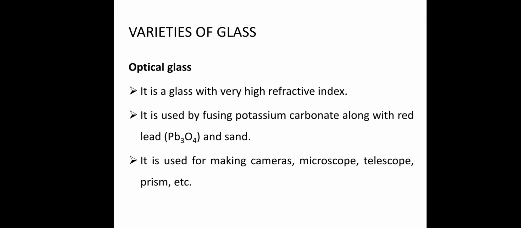Optical glass. It is a glass with very high refractive index. It is made by fusion of potassium carbonate along with red lead and sand. It is used for making cameras, microscope, telescope, prism, etc.